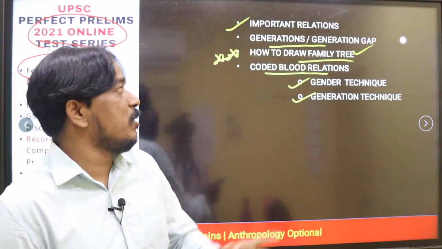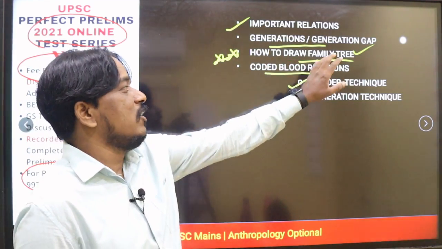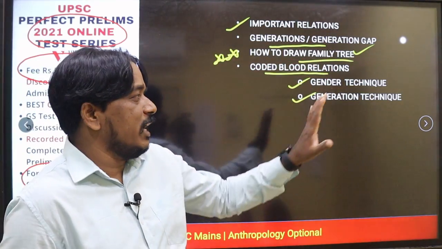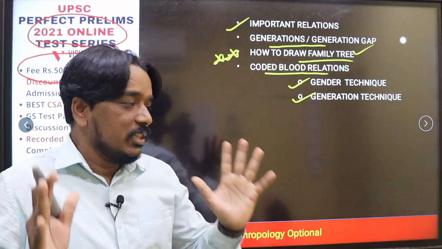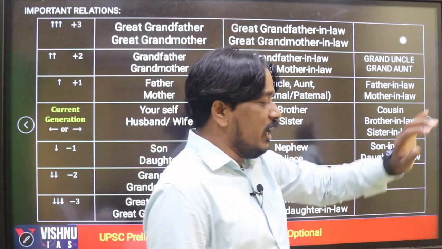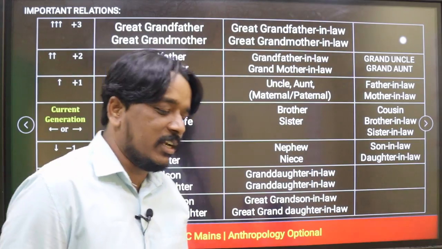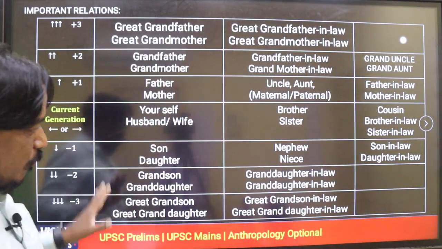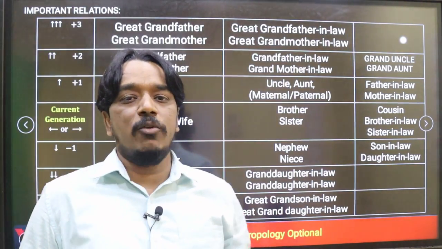Let's take some basic important relations, then we will discuss the family tree and how to draw a family tree, then we will focus on the gender generation technique. These points are very important. Let's focus on all the important relations here, guys. Now if you take all these points, these are the important relations we have to remember.